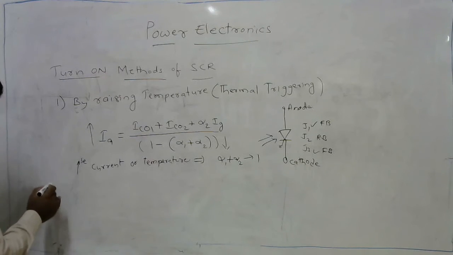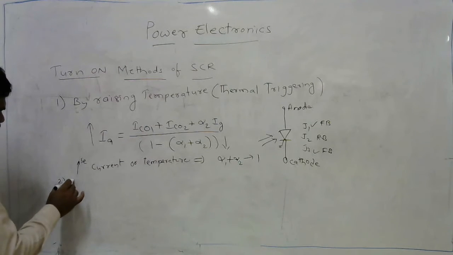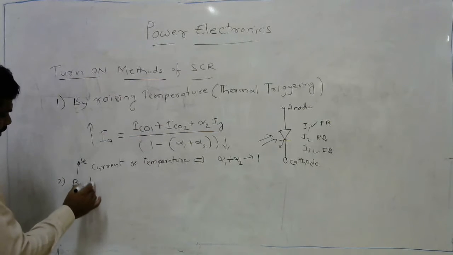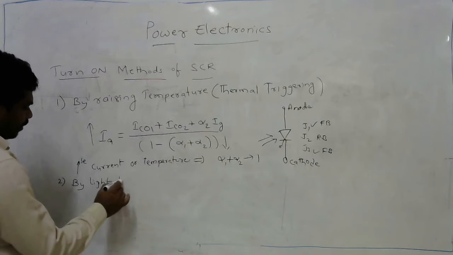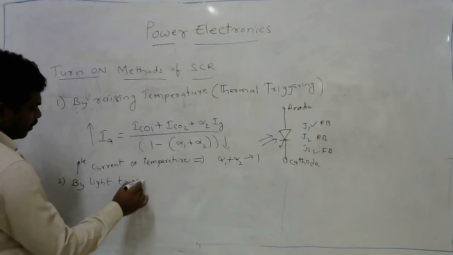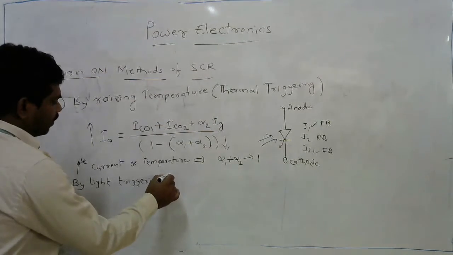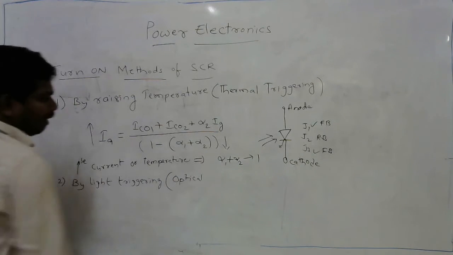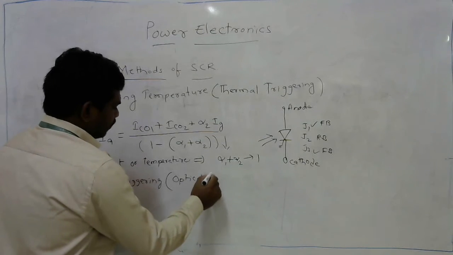Next we will see the second method, which is by applying light, and the name for this triggering method is light triggering. The other names for this one are optical triggering and radiation triggering.